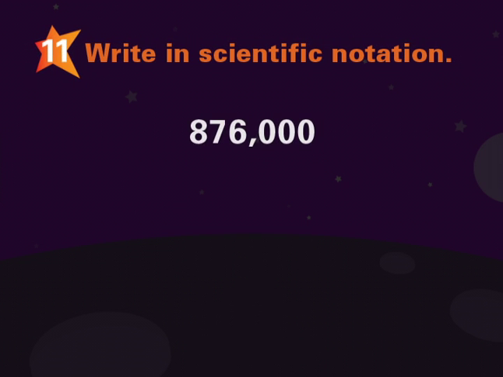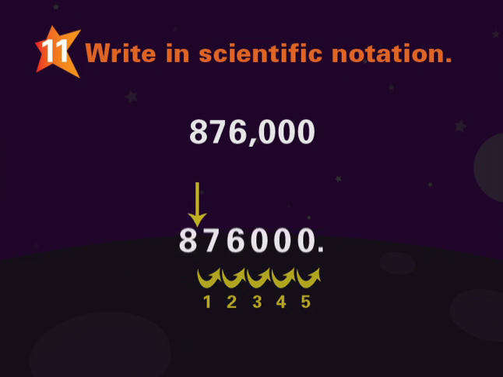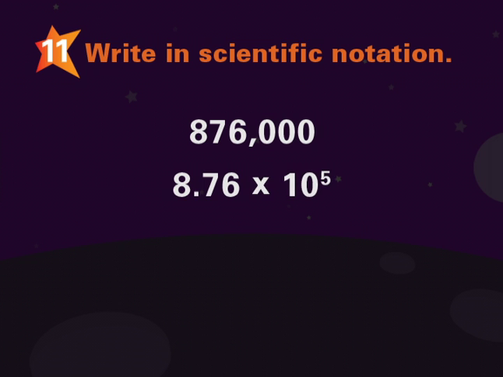In problem 11 of your lesson notes, write 876,000 in scientific notation. To write 876,000 in scientific notation, move the decimal point between 8 and 7. Count 5 places to get to the original decimal point. So the exponent for my power of 10 is +5. In scientific notation, the number is 8 76/100ths times 10 to the 5th power.